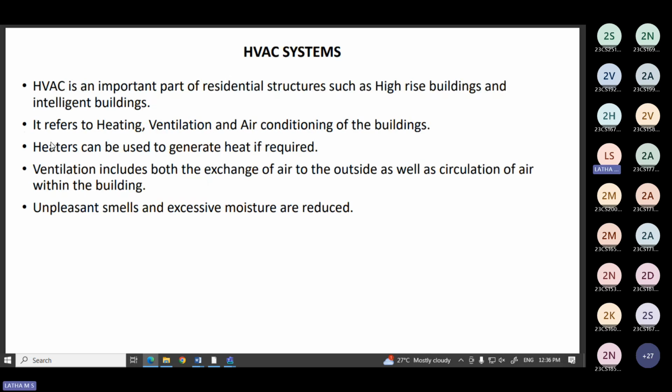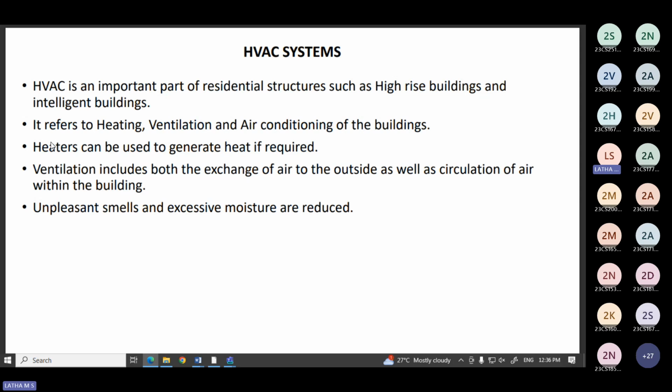This is HVAC, which is nothing but heating, ventilation and air conditioning for residential buildings. Especially we come across high-rise buildings and intelligent buildings, wherein such facilities are referred to as ventilation, air conditioning and all that. And you find many high-rise buildings in Bangalore, correct?